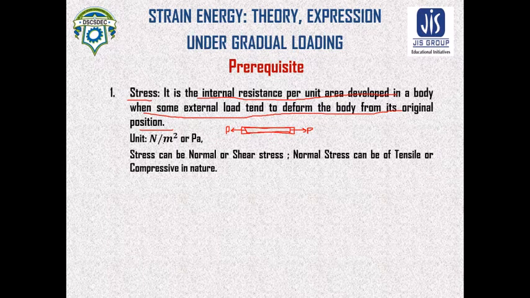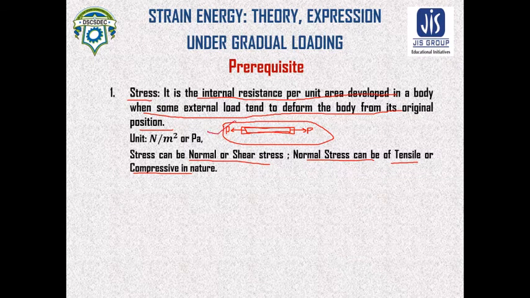The unit of stress is Newton per meter square or Pascal. Stresses can be normal or shear stress. Normal stress can be further defined as tensile and compressive in nature. Similarly, the other type of stress is shear stress. This example is an example of the tensile stress. This concept of normal stress, tensile stress, compressive stress and shear stress were well taught in the previous semester in the strength of material paper.